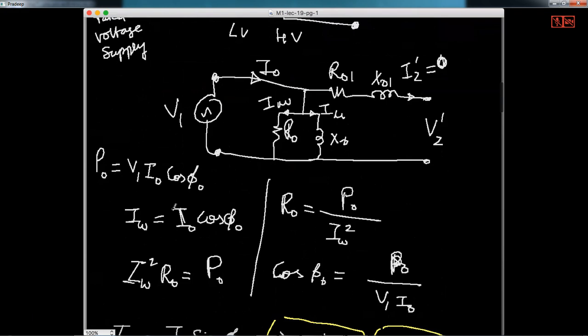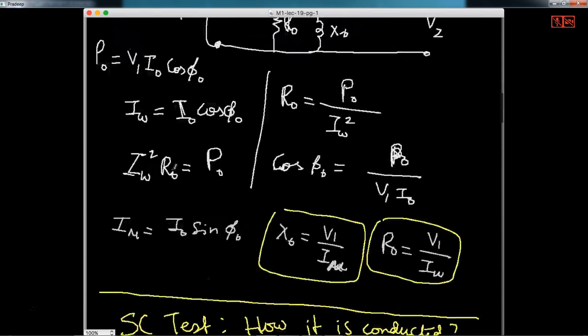So I think here are the formulas. First from this you find out the IW. IW is I0 cos phi, which is nothing but P0 by V1. And then once you get IW, you find out I mu, and then through them you can find out X0 and R0.